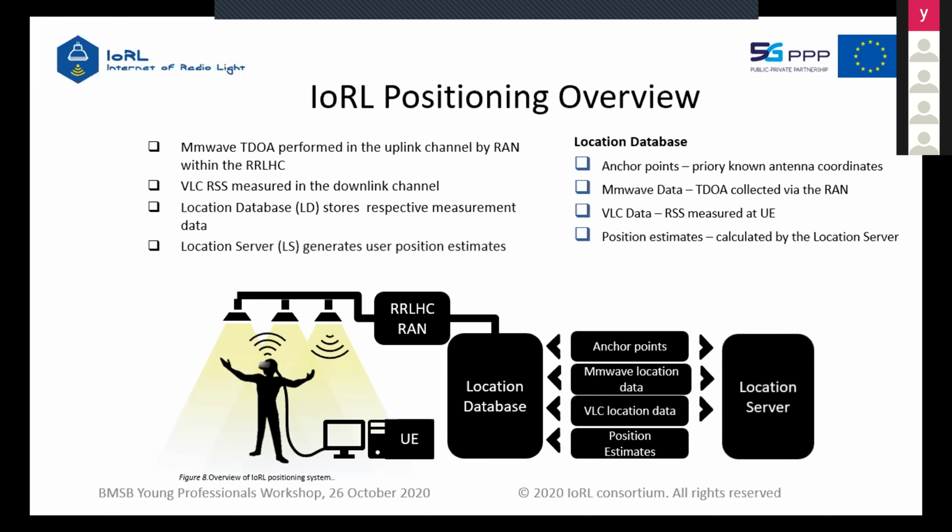The location server itself generates the position estimates by drawing in the anchor points, the millimeter wave location data, and the VLC location data. This then utilizes the Kalman filter for our data fusion to provide the position estimates back to our location database. These are then returned to the user equipment and the client for whatever application might be used at the time that requires the position data.